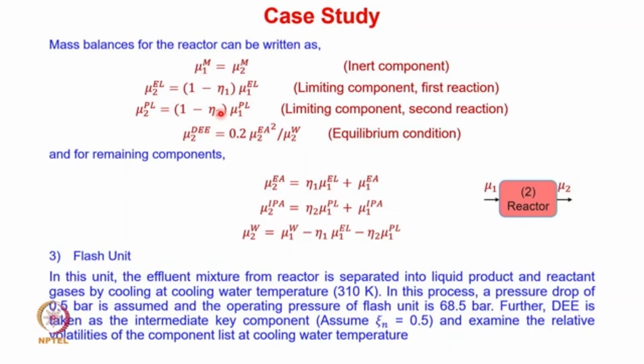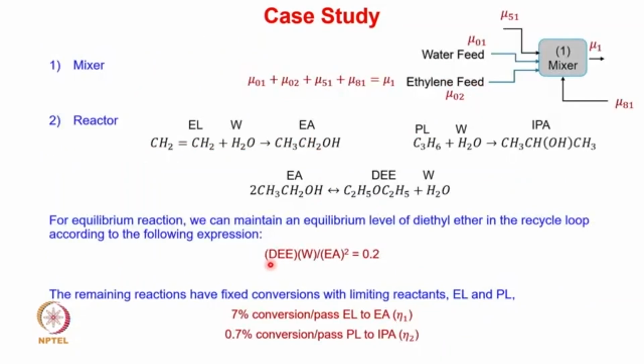Now, in addition to these three equations, we can write the equation for diethyl ether. The amount of diethyl ether coming out of the reactor we can write using the equilibrium relation. That comes out to be 0.2 mu 2 Ea square divided by mu 2 W. This particular relation comes from the same equation here. Here we are interested in finding the molar flow rate of diethyl ether coming out of the reactor, which we can represent as 0.2 times Ea square by W. That is what is written here.